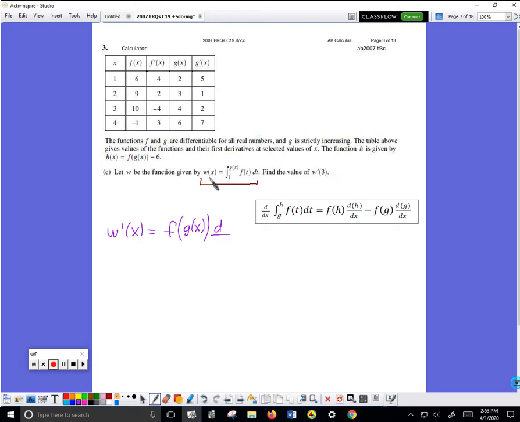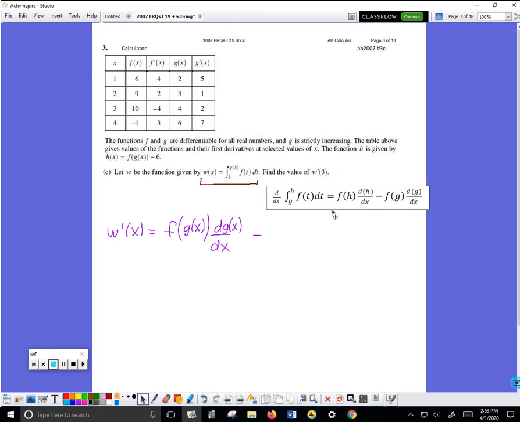multiplied by d over dx, I'm taking the derivative of the function W whose input variable is x. So this is d over dx of the upper limit. Subtract the exact same thing for the lower limit. I'll just push this out of the way a little bit. So that would be f of 1 multiplied by d of 1 over dx. Derivative of a constant is 0, so this is 0.